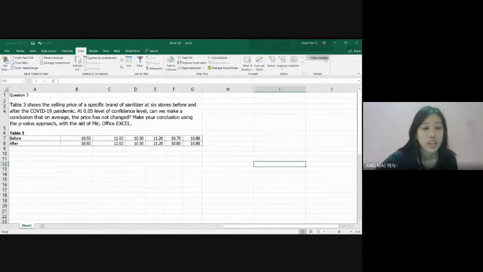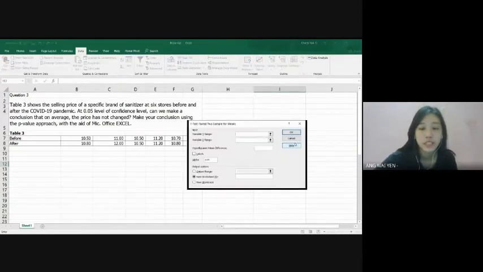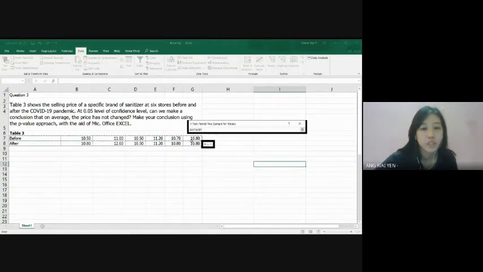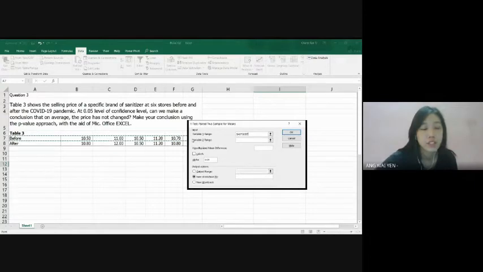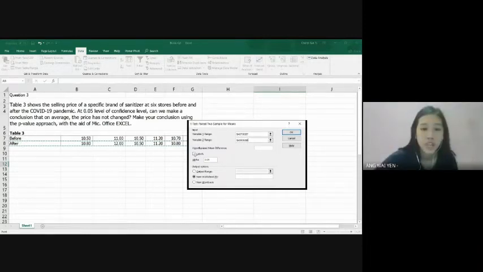Next, for the answer, we have to go to Excel, then choose Data, then press Data Analysis tools. Then scroll down and choose t-Test: Paired Two Sample for Means. After that, press OK. Next, for Variable 1 Range, choose the before row, which is from A7 to G7. For Variable 2 Range, choose the after row, which is from A8 to G8. Next click Labels, and the alpha is 0.05 because of the confidence level. After that, press OK.